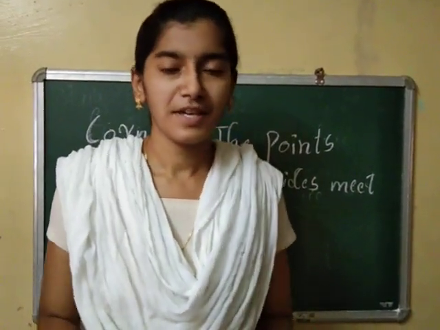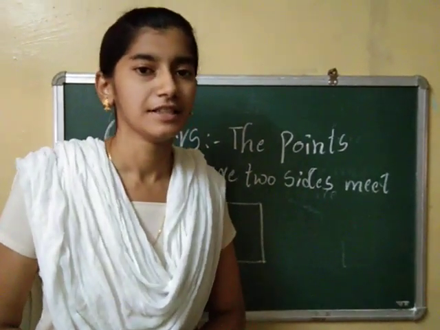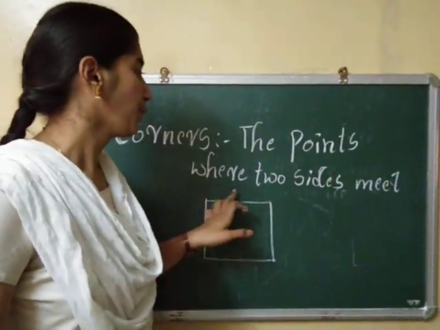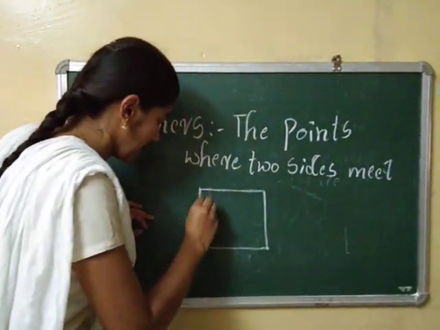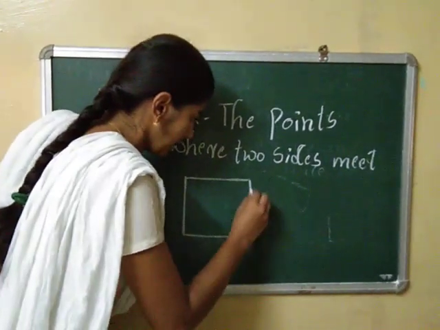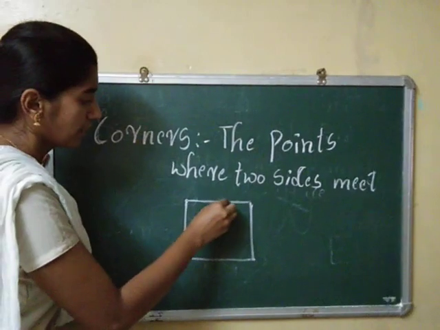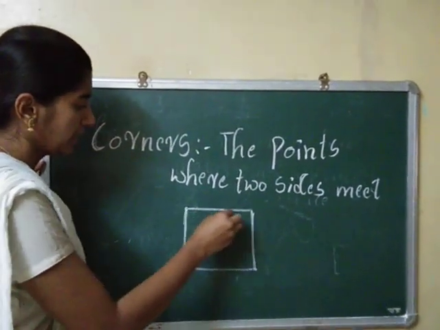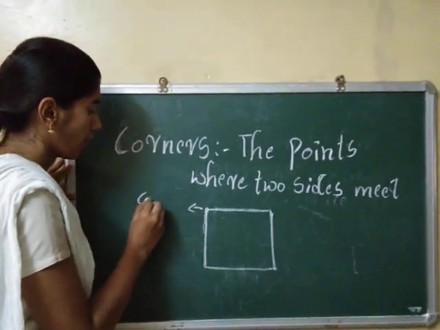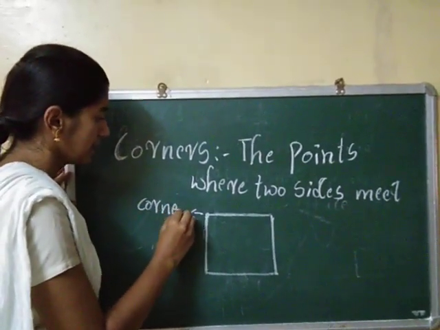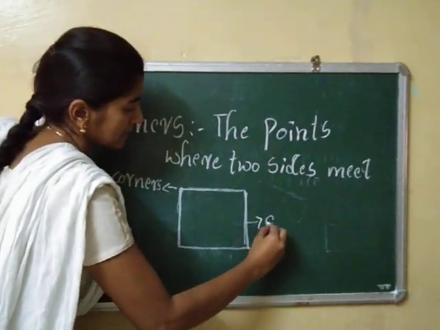So the next topic is corners. What do you mean by corners? Yes, corners means the point where two sides meet. Here we call the straight lines the sides or the edges. So here is the point where the two sides meet. Here the two sides are meeting, so we call this a corner. C-O-R-N-E-R-S, corners. The straight line we will call sides.